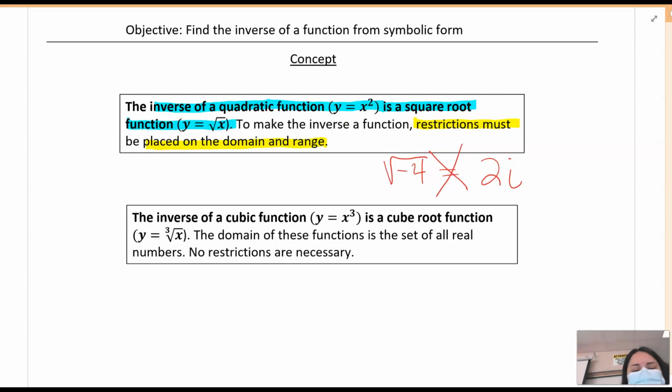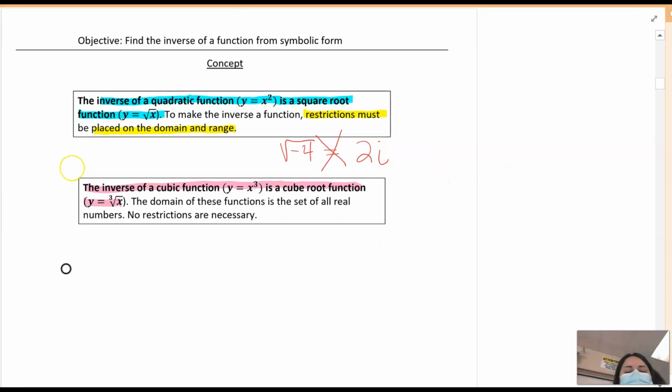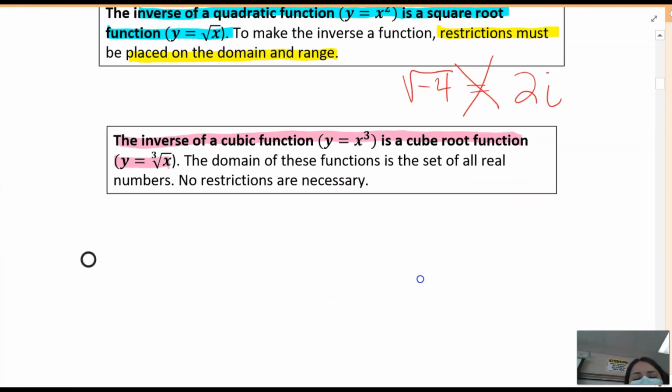And then the inverse of a cubic function, y equals x cubed, is the cube root function, so y equals the cube root of x. The domain of these functions is the set of all real numbers, meaning I can have a cube root of a negative.